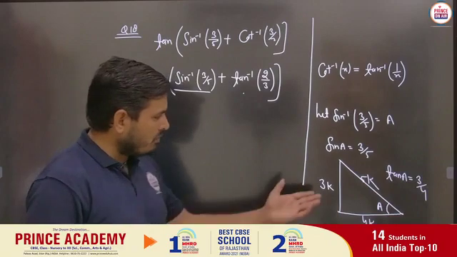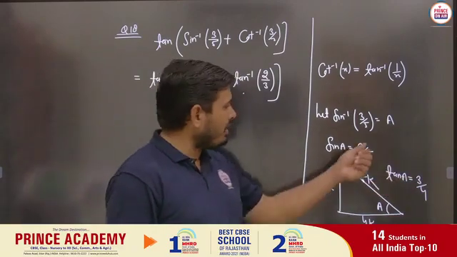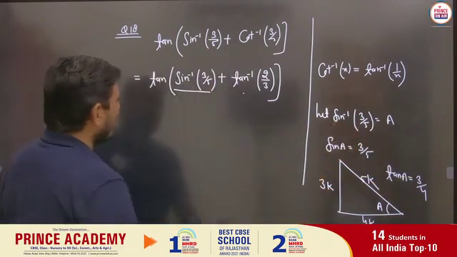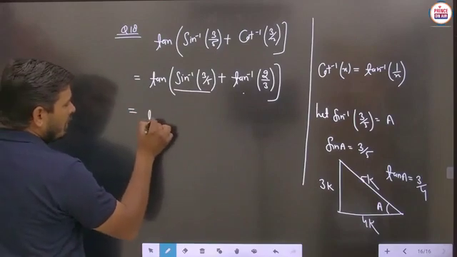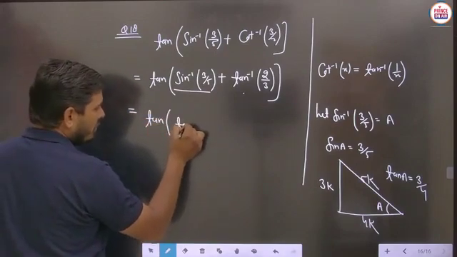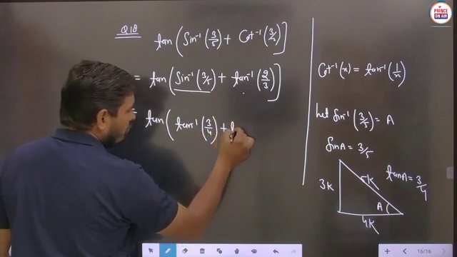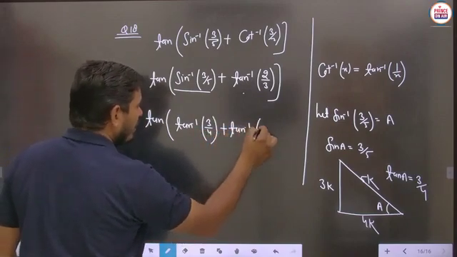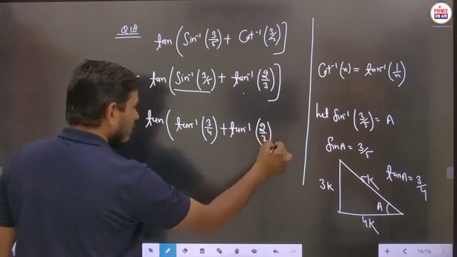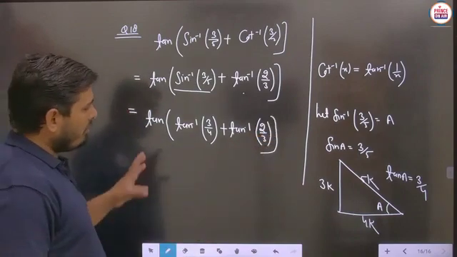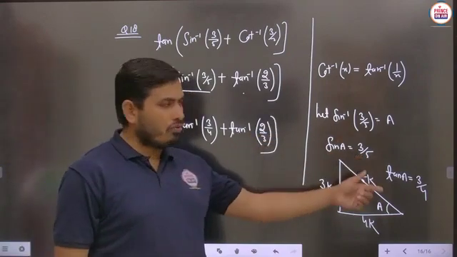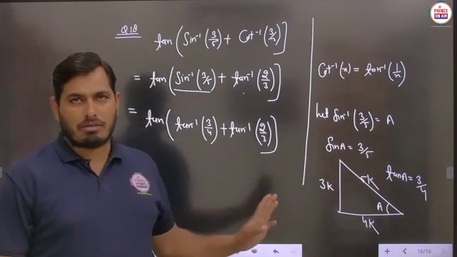Now this A is what? Tan inverse 3 by 4. And in place of this sine inverse 3 by 5 we can write here tan inverse of 3 by 4. So this type of conversion we can always do with the help of a right angle triangle. Is it clear? So whenever the requirement is there, then definitely you can use a conversion like this. Is it clear?